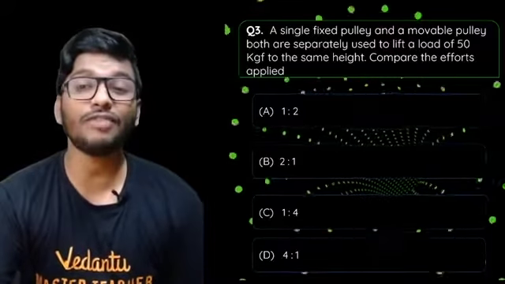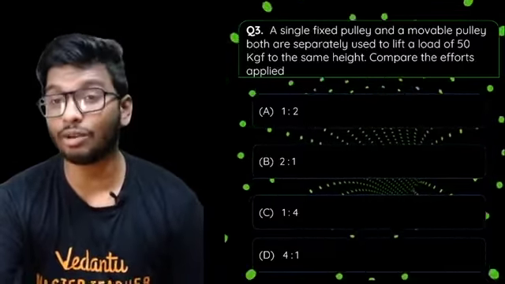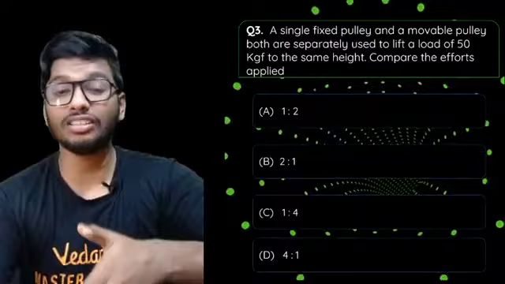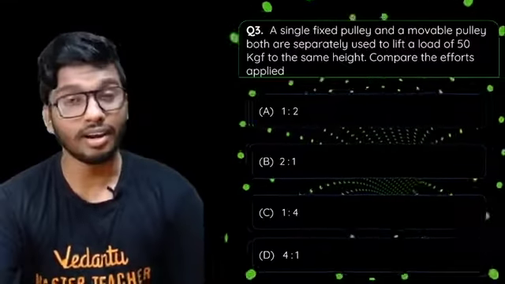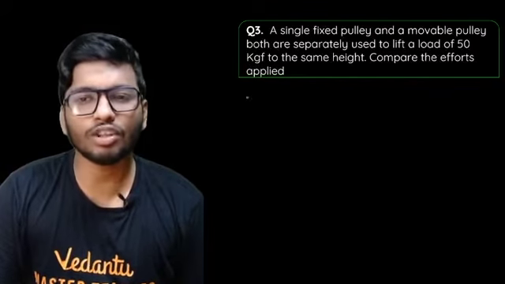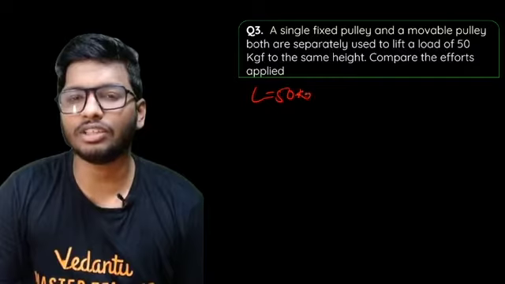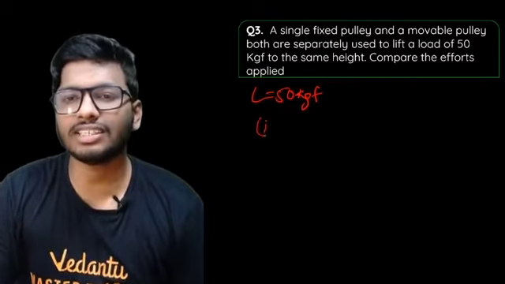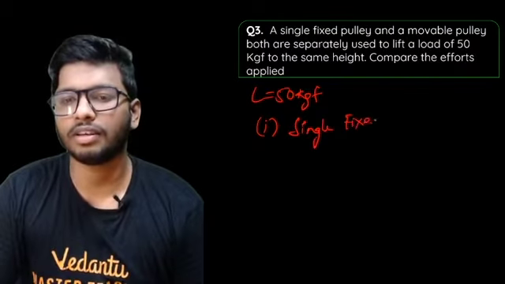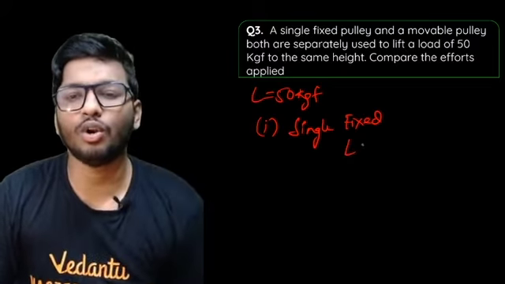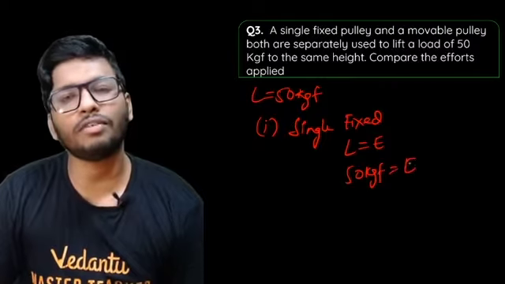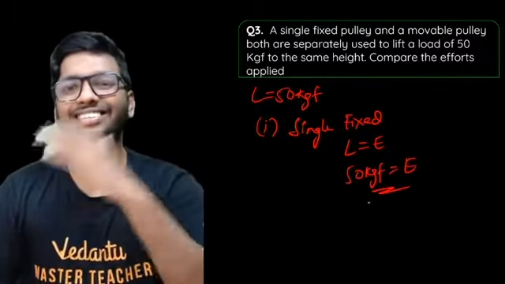Here's another question. A single fixed pulley and a movable pulley both are separately used to lift a load of 50 kgf to the same height. Compare the effort applied. Is it 1:2, 2:1, 1:4, or 4:1? It's a very simple question. It might look a little confusing, but it's actually pretty simple. So they've given you the load. So load is given as 50 kgf. Now, for the first case scenario, I'm using a single fixed pulley. In a single fixed pulley, you know that load is equal to the effort. So if the load is 50 kgf, effort would also be 50 kgf itself. Very simple, direct answer, no doubt about it.